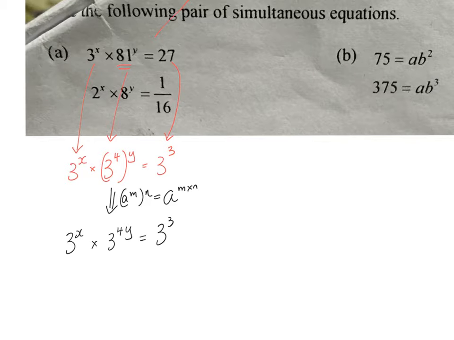Next, the law I use here is that a to the power of m times a to the power of n equals a to the power of m plus n. So 3 to the power of x times 3 to the power of 4y, I can just add the powers together to give me 3 to the power of x plus 4y equals 3 to the power 3.